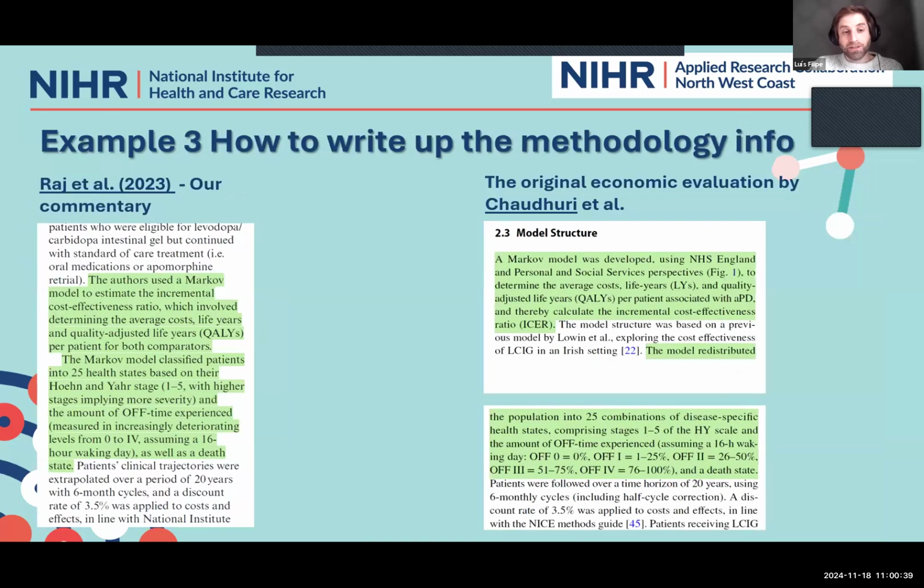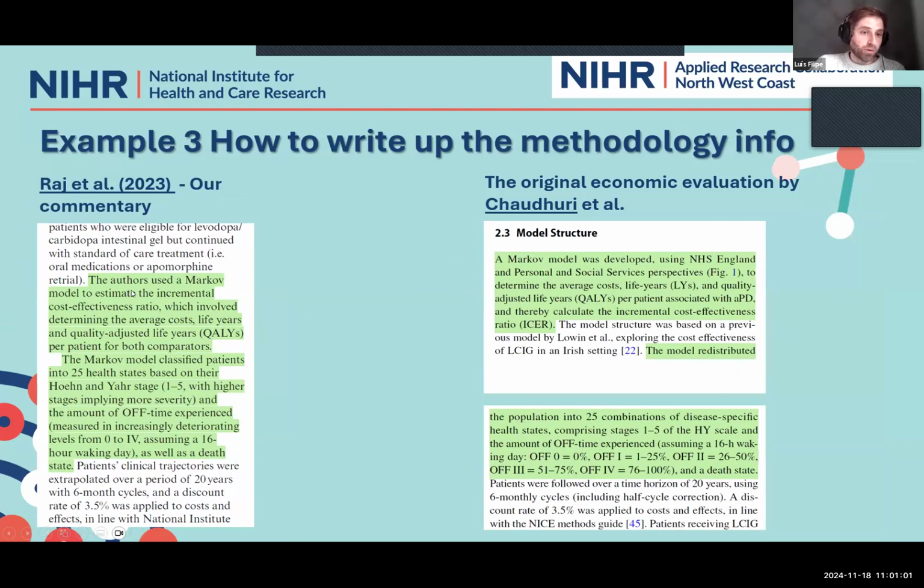So yes, just one left. So how to write a methodology. You can see that in the original one, in this section of model structure, we could find that a Markov model was developed using the NHS and personal and social sciences perspective. So you have the information in here.